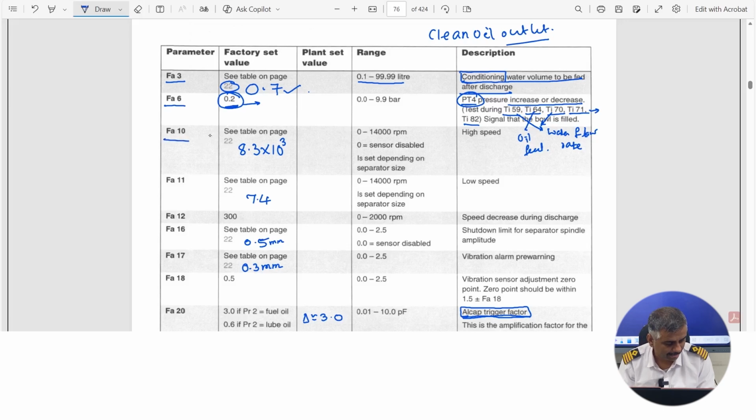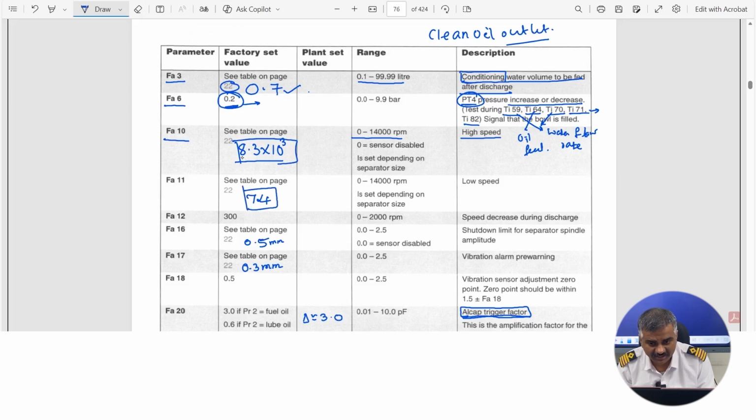Then F10 is 8.3 into 10 raised to the power 3, that is 8300 rpm for this purifier type. Basically that is the rpm sensor that measures high speed or low speed. Minimum rpm has to be 8300 rpm. Below this rpm there will be a low alarm. So low speed, and the maximum, high speed, is 8300 for this separator type.